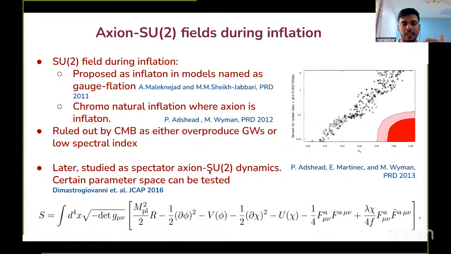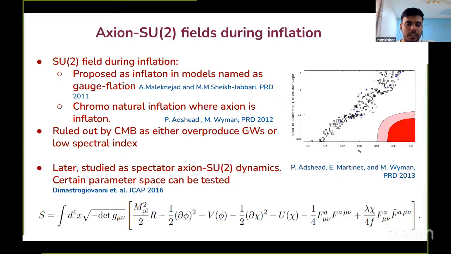And an interesting dynamics comes into the picture here: you produce this SU(2) gauge field, which can produce gravitational waves. And these gravitational waves can, for some parameter space, give you a larger tensor-to-scalar ratio, and can also be probed by future CMB missions, and gives you a possibility of probing such dynamics during inflation. So this was the idea.